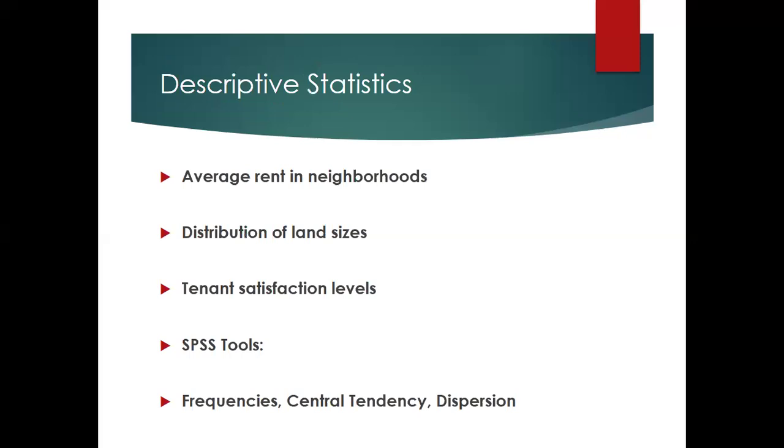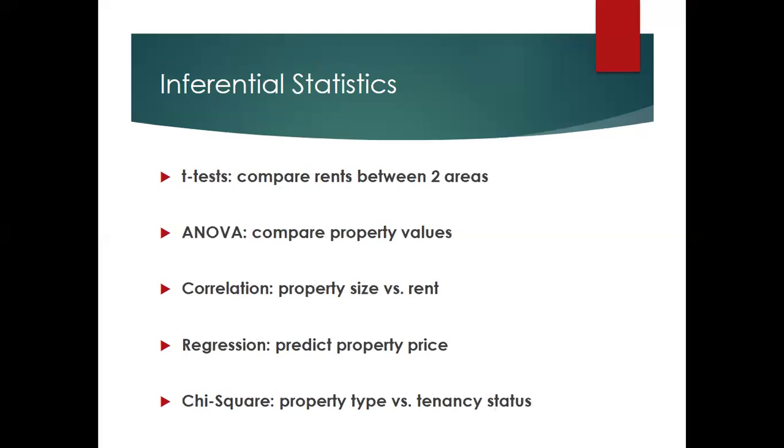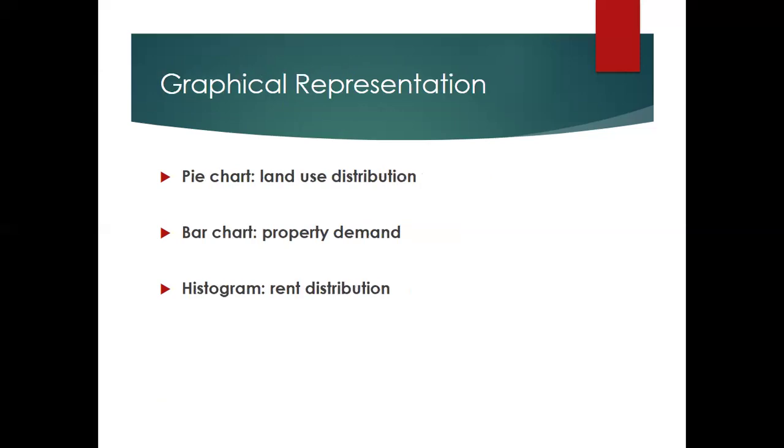Now that we've seen all this, the descriptive analysis that has been explained earlier, the frequency, the central tendency, the distribution of land, the tenant satisfaction, and then for the inferential, these are the tools that I mentioned earlier: the t-test, the ANOVA, the correlation, the regression, and the chi-square, and the examples are stated here properly.